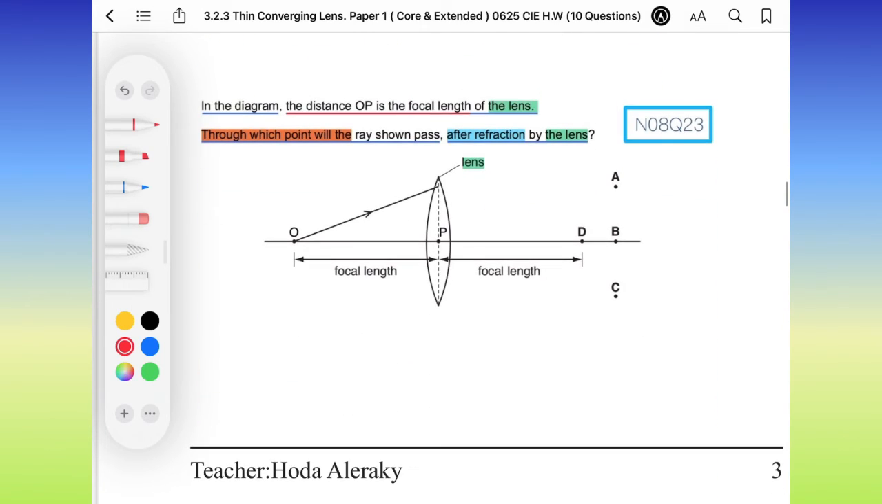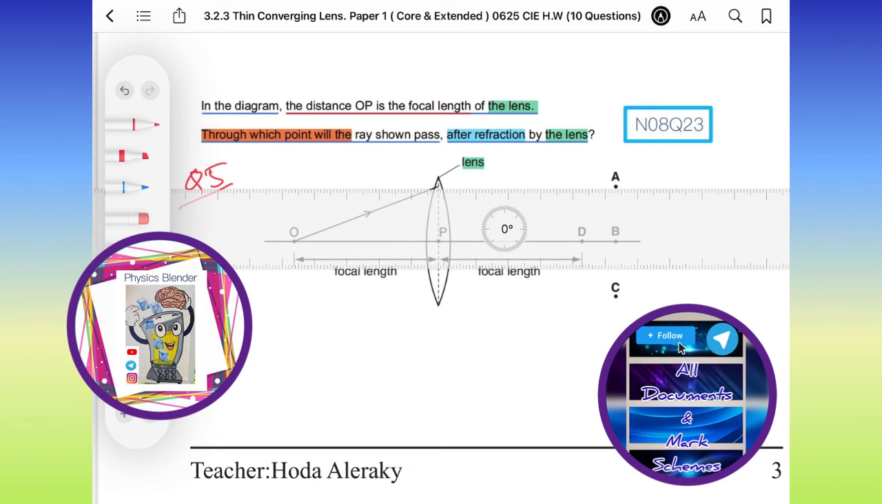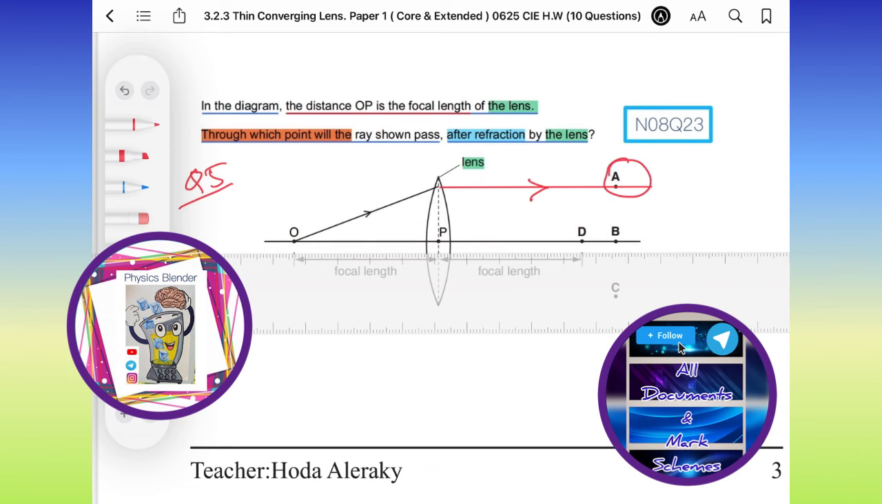Okay. Question number 5. In the diagram you have the distance OP, which is the focal length, and through which point will the ray shown go after refraction, how will this ray behave after refraction. Okay, since here you have the object at the focus, the ray will be refracted parallel to the principal axis. So let's draw here the refracted ray parallel to the principal axis. So it will be in this direction. So the answer is A.